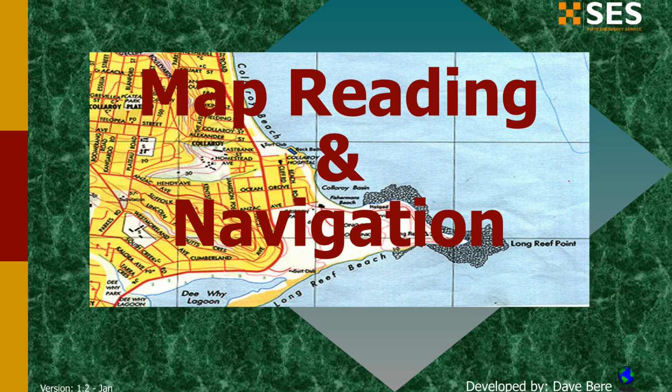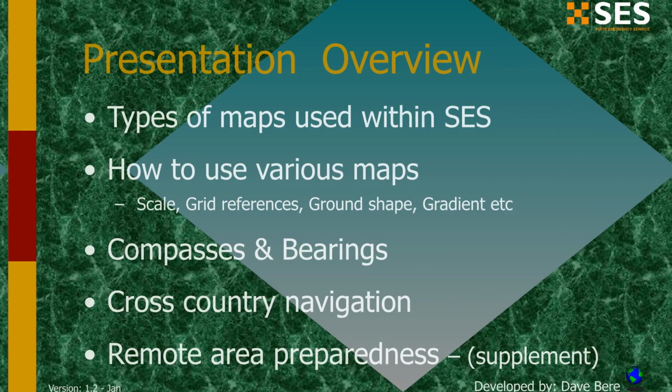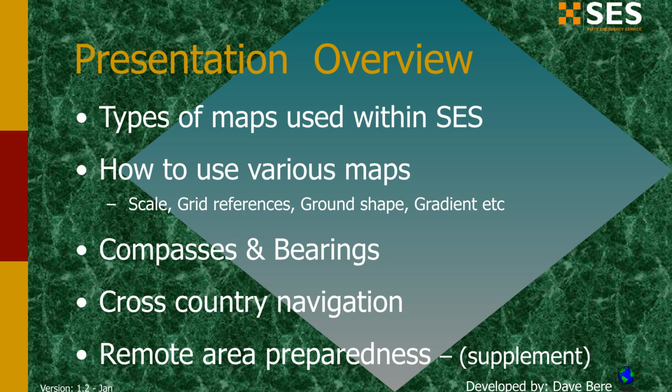This session will cover the fundamentals of understanding and using maps effectively for navigation. The video overview includes the types of maps used within the SES, how to use various maps covering scale, grid references, and ground shape. We will also discuss compasses, bearings, cross-country navigation, and remote area preparedness.